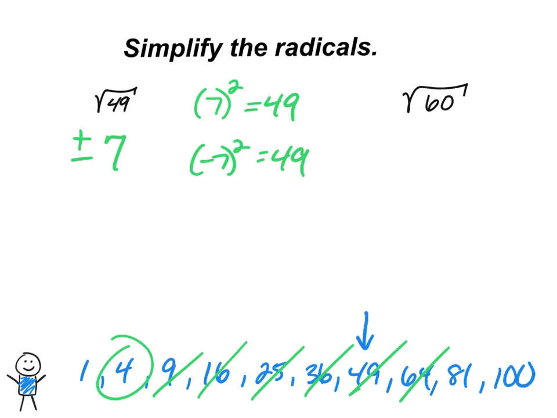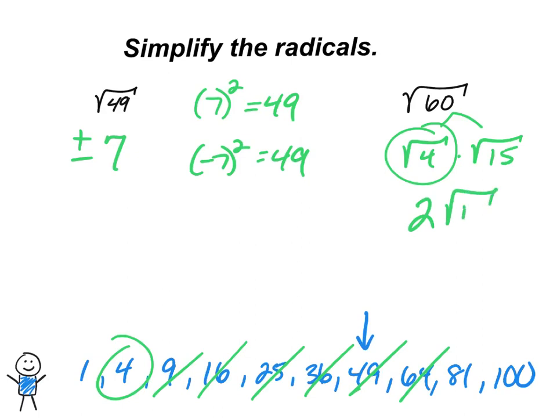How many times? The square root of 60 actually breaks down into the square root of 4 times the square root of 15, right? Because 15 times 4 is 60. I can't take the square root of 15, but I can take the square root of 4. The square root of 4 is 2, and I'll just bring down my square root of 15. So this is a simplified expression to represent the square root of 60, and it's simplified because it doesn't have any perfect square factors on the inside.